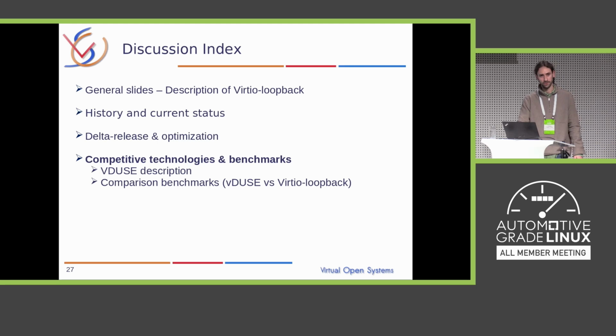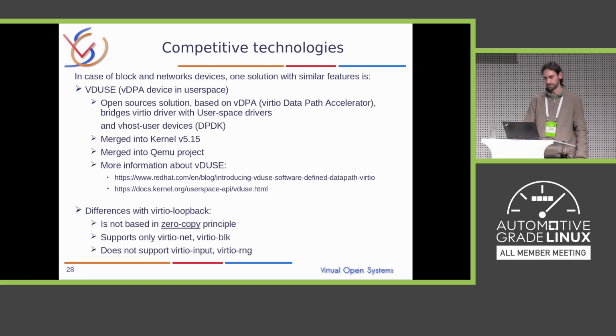Now, some competitive technologies that we are going to see, and benchmarks that we ran between them and Virtual-Loopback. In the case of block and network devices, there is another solution which we are aware of: VDUSE, which means VDPA device in user space. It's an open source solution. It has been merged into the kernel since version 5.15. As with Virtual-Loopback, it has a kernel component and a user space component, and the user space component has also been added into the QEMU project. Some brief differences between the two technologies: VDUSE doesn't support zero copy. It's not based on the zero copy principle. It's based on a bounce buffer mechanism, which copies the data from the kernel space to the user space. It supports Virtio net, which is important, and Virtio blk, but does not support Virtio input and RNG.